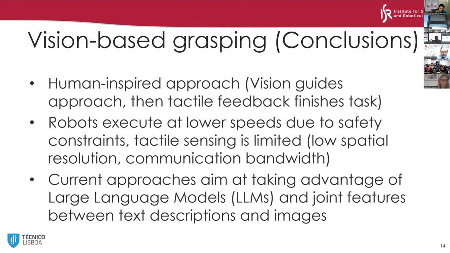You saw that the robots executed at lower speeds, which is a big limitation because it would take a long time to execute the tasks. Also, tactile sensing is currently limited, and that's one of the limitations that we are also working on. Current approaches are using a lot of large language models, and what they do is try to join features that consider both the images and text descriptions of the images.